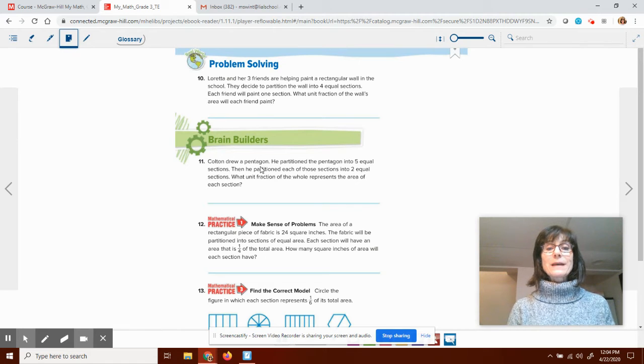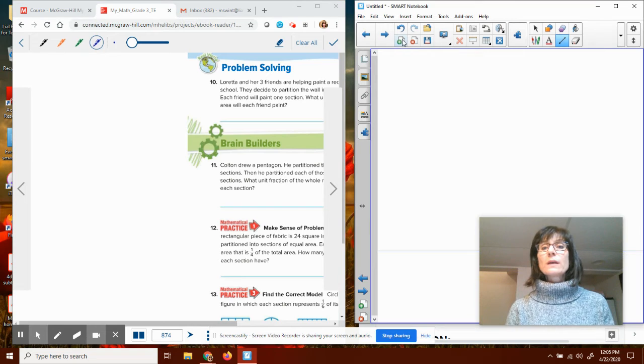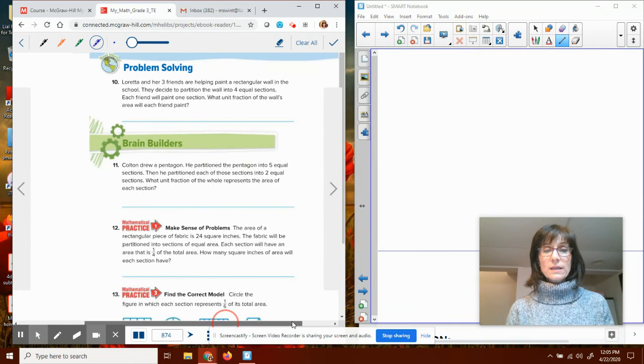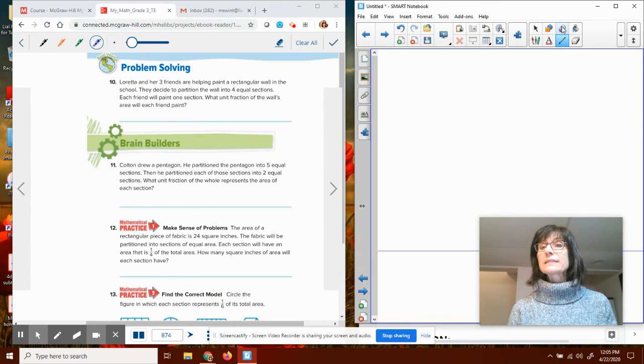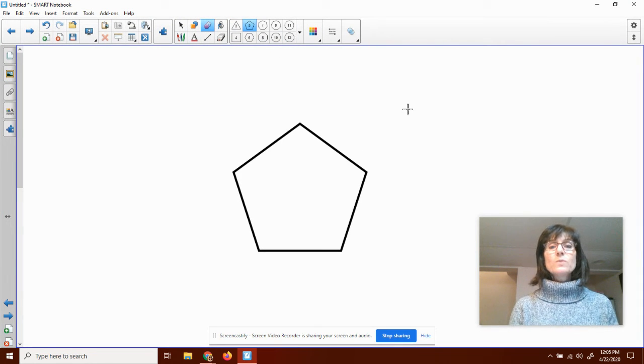Colton drew a pentagon. Remember how many sides a pentagon has? 5. So we want to make sure you have 5 sides on your pentagon. He partitioned the pentagon into 5 equal sections. Remember, my friends, when you have a pentagon, and I'm going to show you, if they're telling you to partition it in 5 ways, and it's got 5 sides, let's see if Mrs. Swint can get a pentagon out here. There's my 5. You simply do this. You can easily just go, again, from side to side for 5.